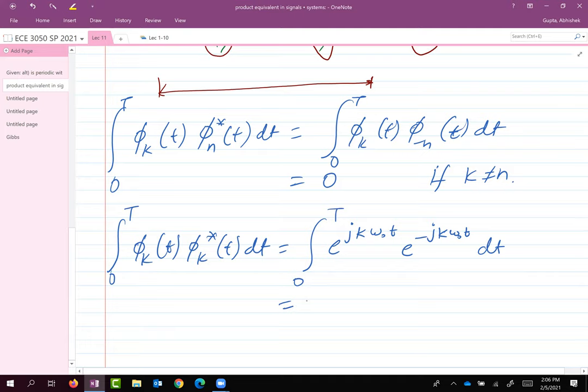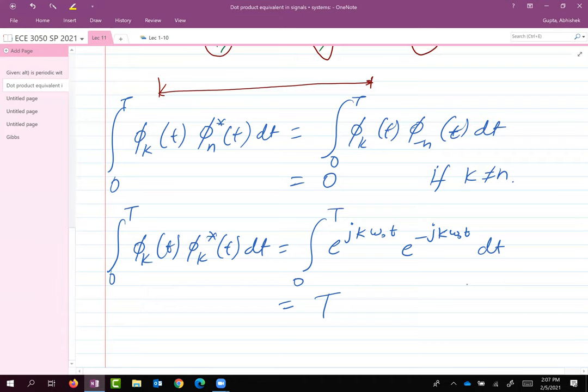What is this equal to? Anyone wants to tell me what this value is going to be equal to? Big T. It's capital T, right? That's great. Well, this is for k equal to n, yeah.